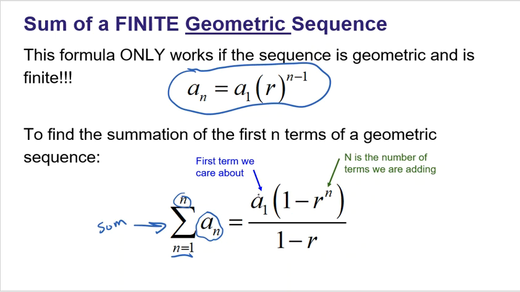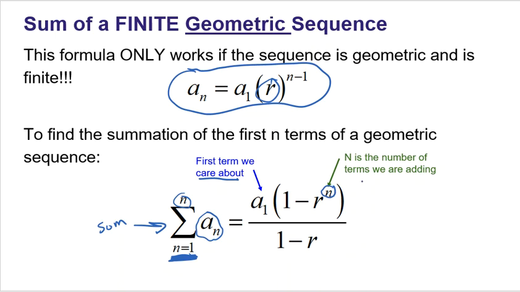So first we have the first term that we care about. Now it says a sub 1, which implies the first term, but you don't have to start with the first term. So I emphasize that this is the first term we care about. And then we multiply that by 1 minus r. Of course, r is your common ratio. 1 minus r raised to the n. And n is how many terms we're adding together.